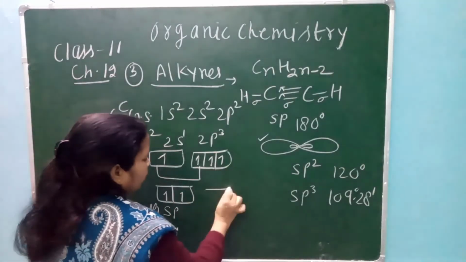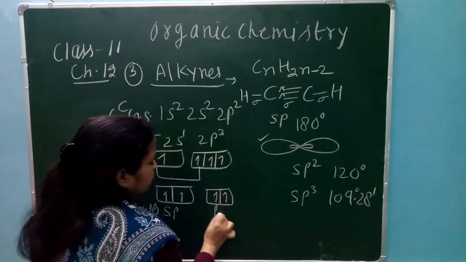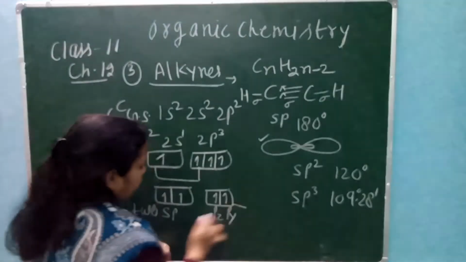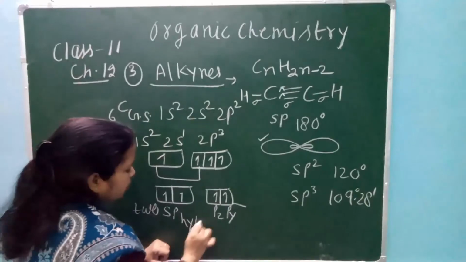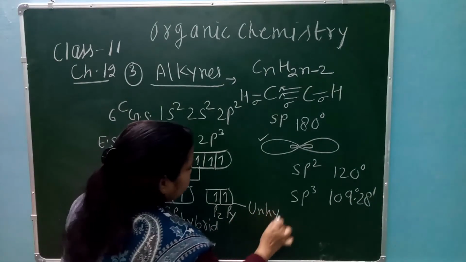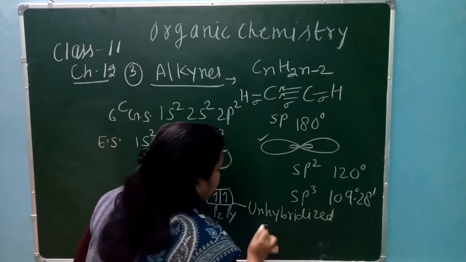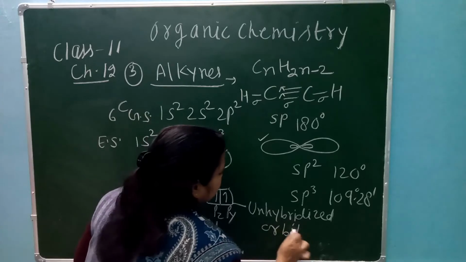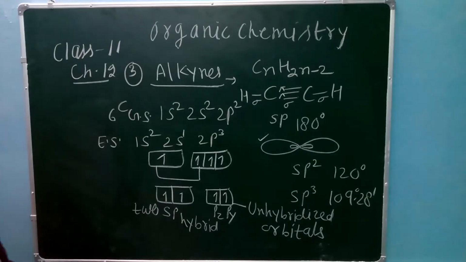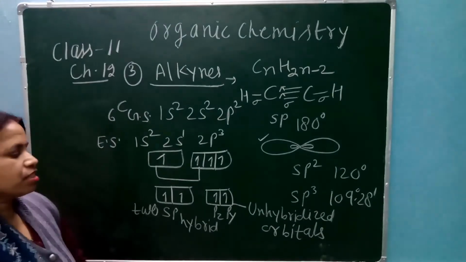Now how many unhybridized orbitals are here? Two orbitals, pz and py. So this is the hybrid orbital and these are the unhybridized orbitals. Clear? Hybrid orbitals, unhybridized orbitals.